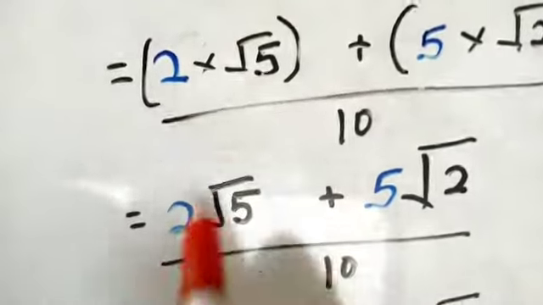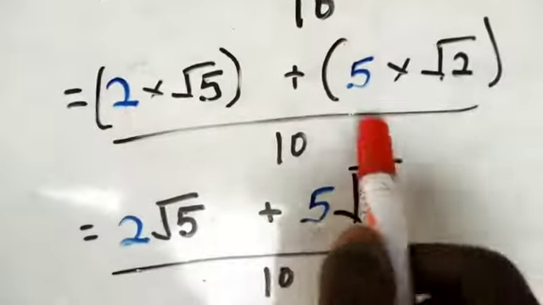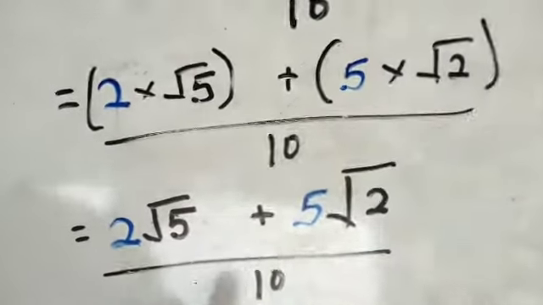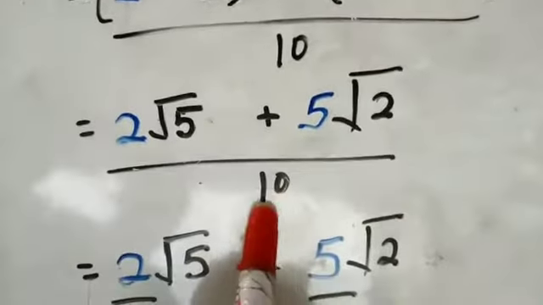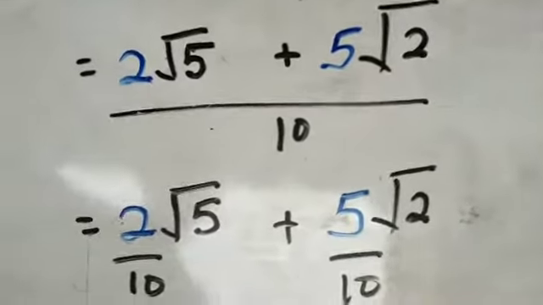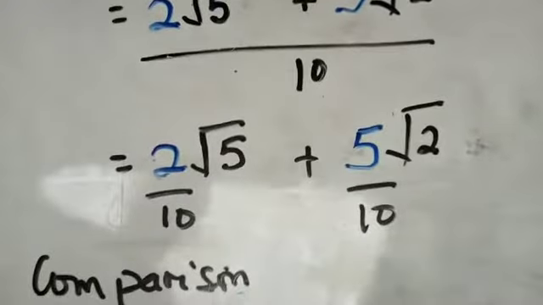Here, 2 multiplied by this one will give me 2 root 5. And then 5 multiplied by that one will give me what? 5 root 2. So the down one, we are not doing anything to that. So let's check what is happening.